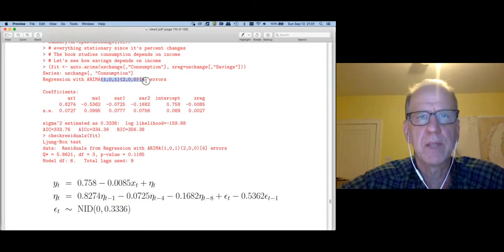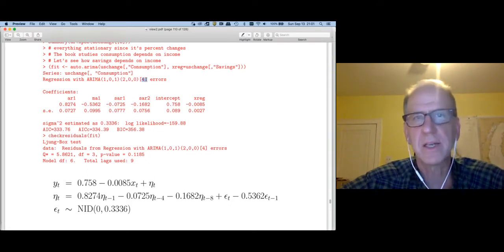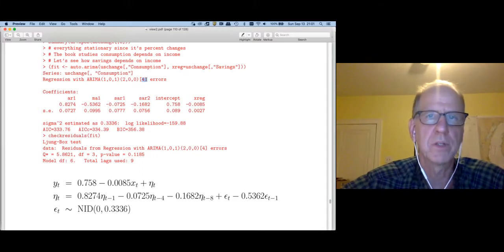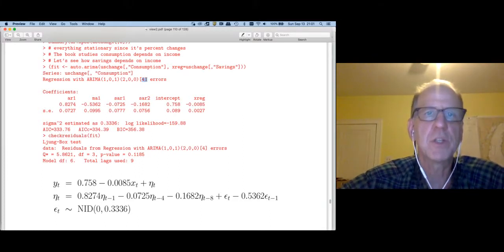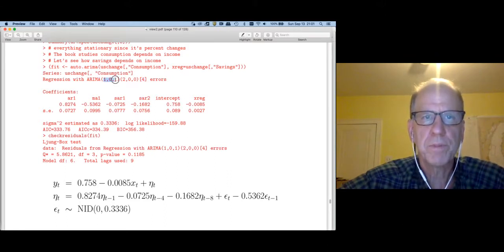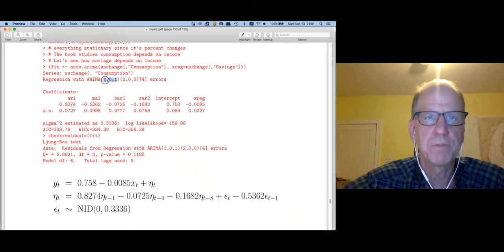AutoArima has selected the following model. Let's talk about what each of these things mean. So this 4 is indicating that it's selected a seasonal ARIMA model and that there's 4 periods each year. In this case, we've got quarterly data. So the first triple is giving us the usual ARIMA values. So we have 1 autoregressive term, no differencing, and 1 moving average term.